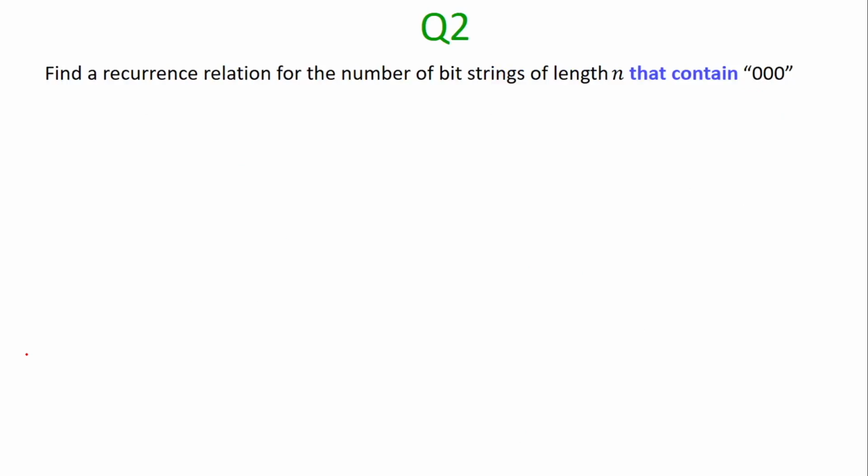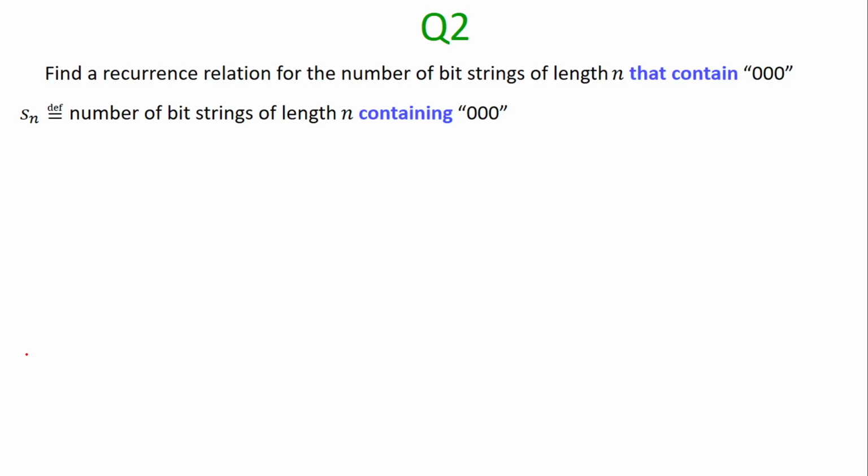Okay. In question 2, you have to find a recurrence relation for the number of bit strings of length n that contain the substring 000, right? It might have more than one occurrence of 000 as well. In fact, a string of length n consisting of all zeros is a valid string. Okay, so let's try to find this by formulating a recurrence equation.